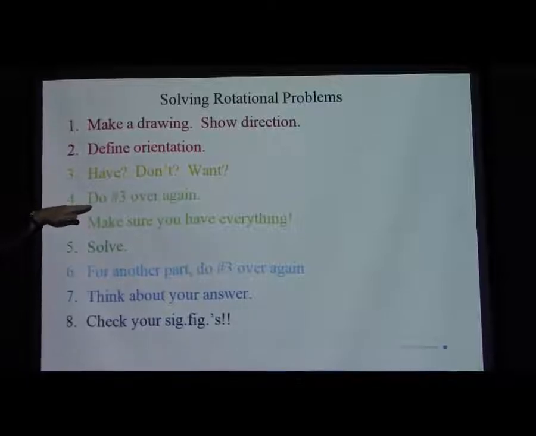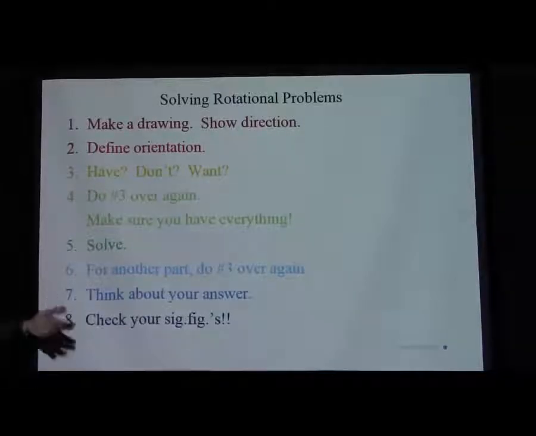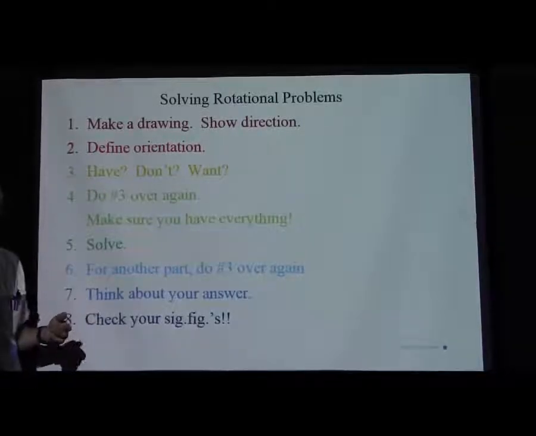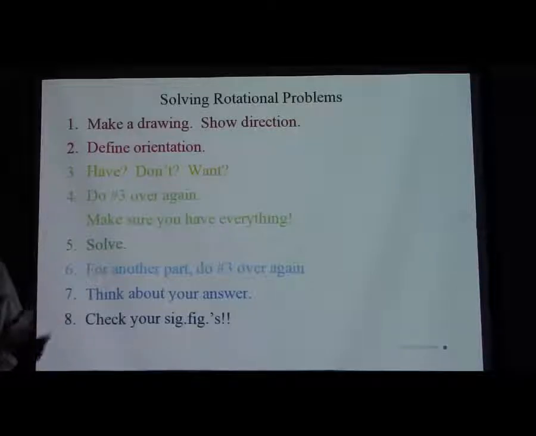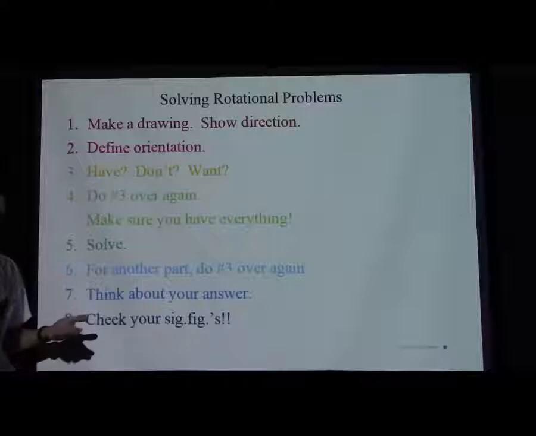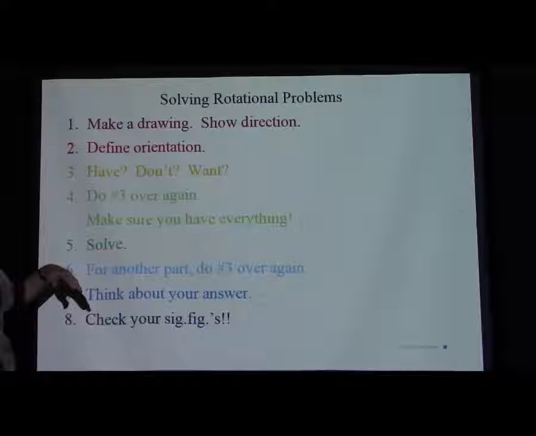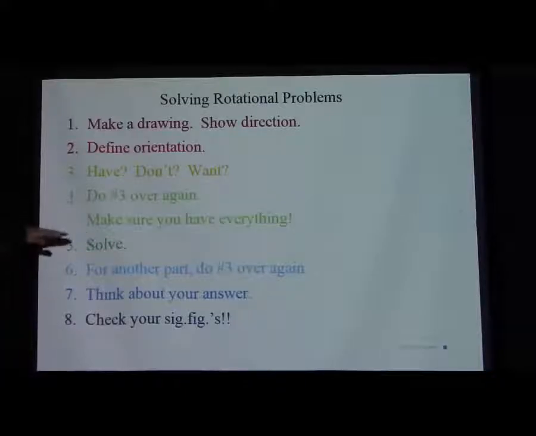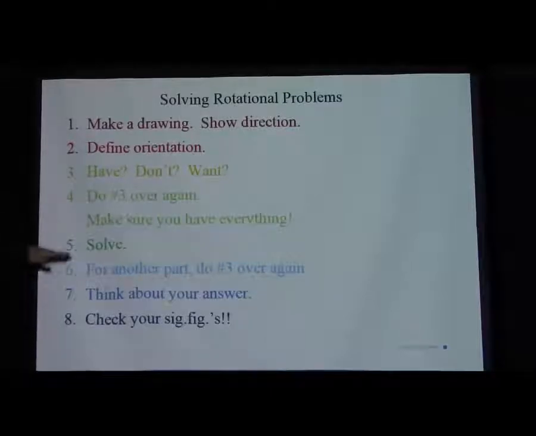Next, this is really important. Look at number 3 over again. Make sure that you have all the information possible. Sometimes some information might not be quite so obvious. If the problem states that an object starts rotating from rest, it doesn't actually give you the number 0, but you have to realize starting from rest means what? The initial velocity is 0. The initial angular velocity is 0. So make sure that you've got everything. Make sure you've got all that information.